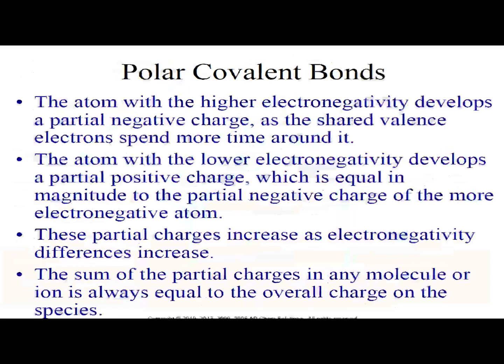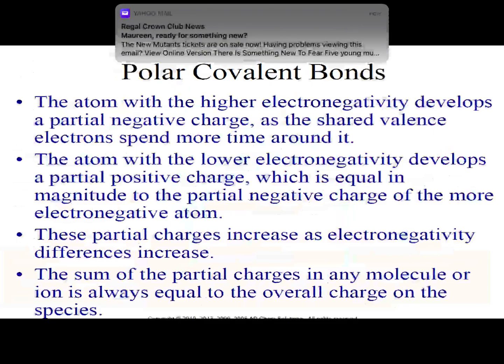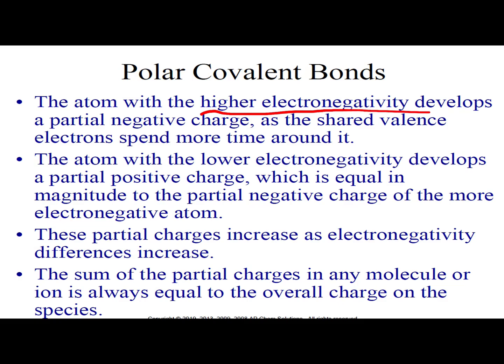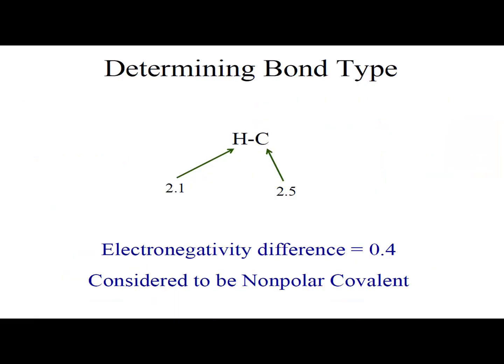Polar covalent bonds, so things to note: the atom with the higher electronegativity is going to develop a partially negative charge, and the atom with the lower electronegativity is going to develop a partial positive charge. And that charge will be equal in magnitude but opposite in sign to the more electronegative atom. So the sum of the partial charges in any molecule or ion is always equal to the overall charge of the species. So let's talk about how we're going to determine our bond type.